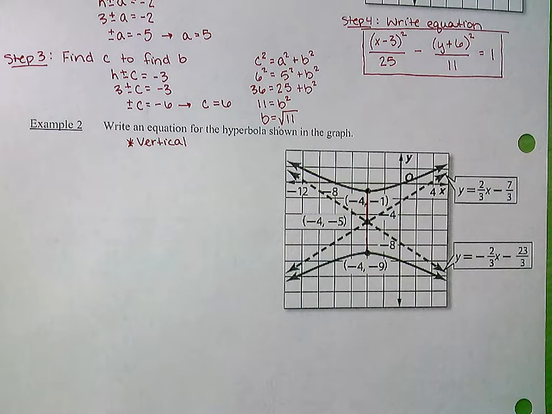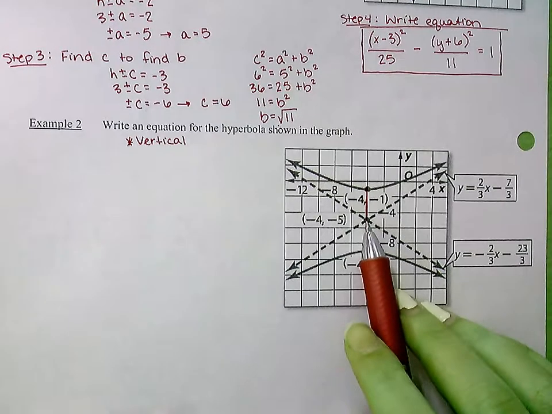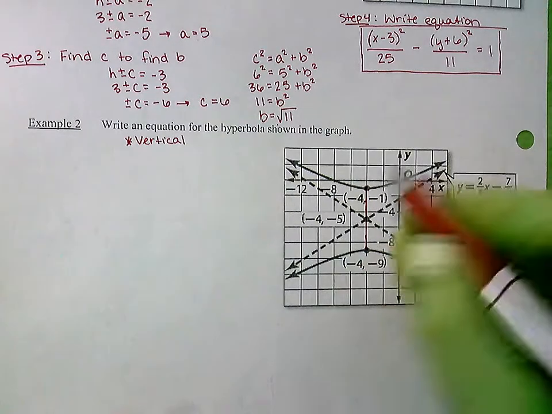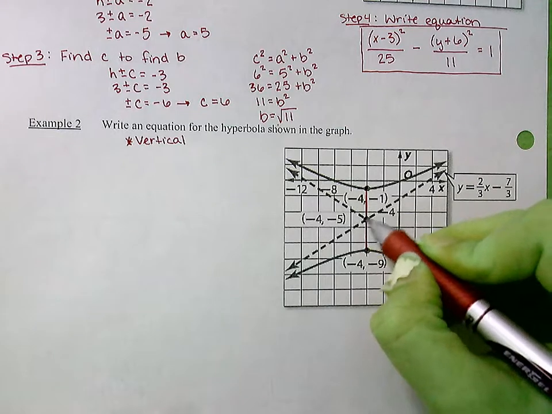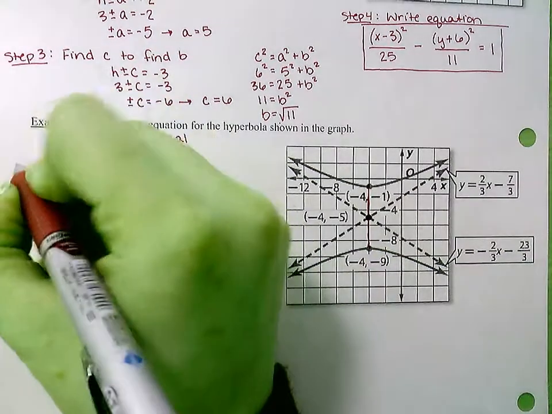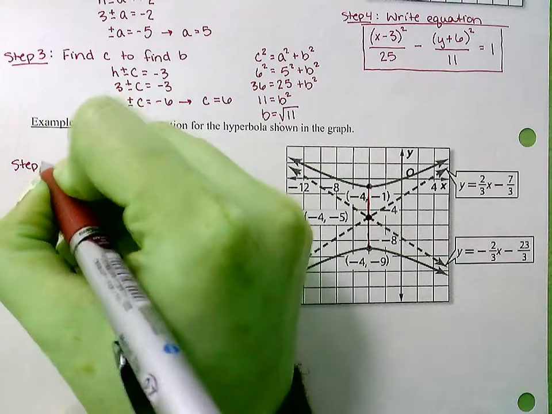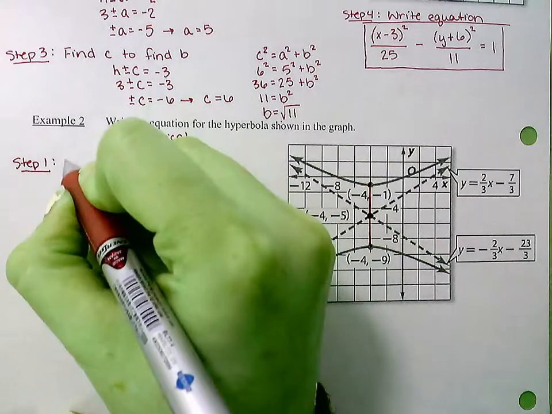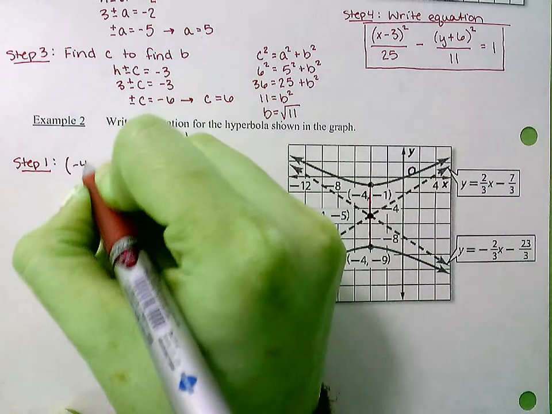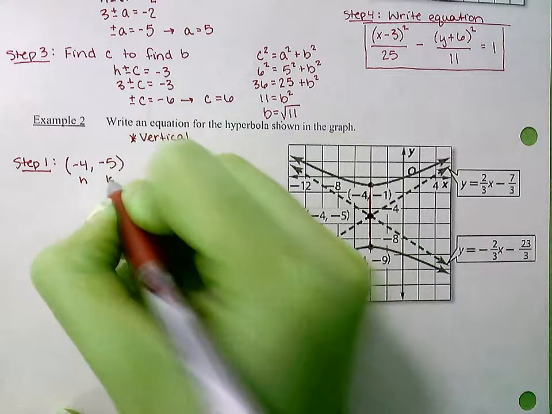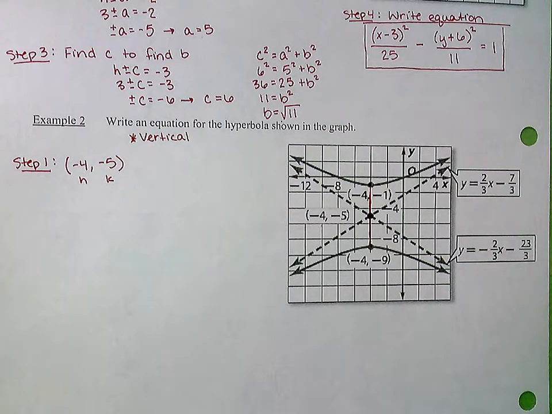Okay, with this one, I am given the center point already on my graph. It's where these two asymptotes meet. That's at -4 and -5. So for step 1, you could use your midpoint formula and find that, but since it's already given to you, I'm just going to write it out as -4, -5. And that's your h and k value.